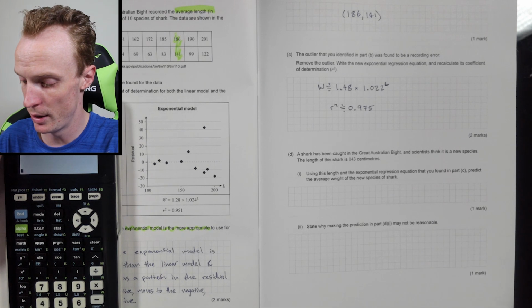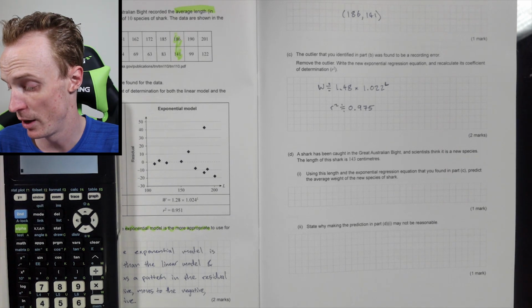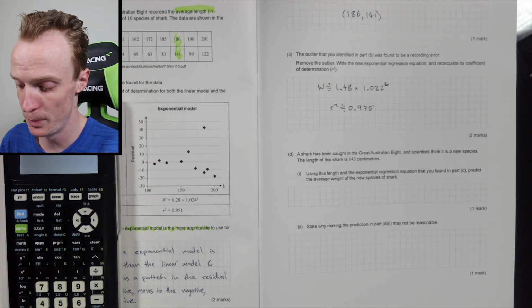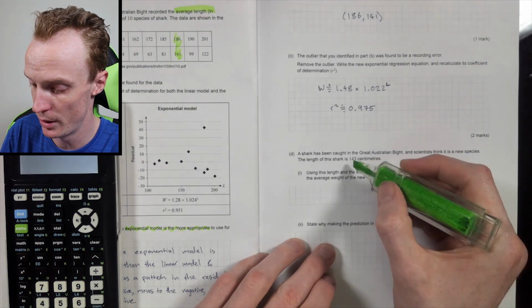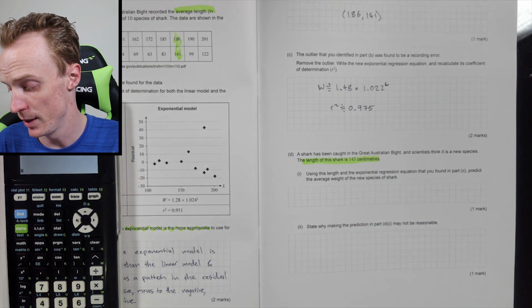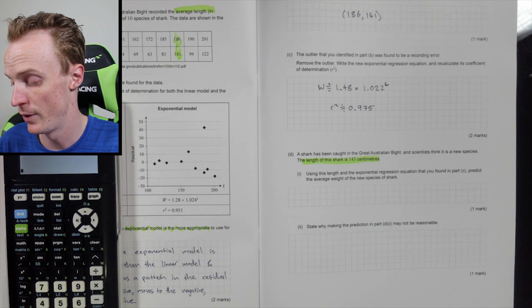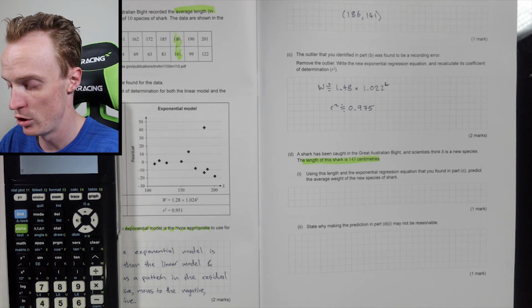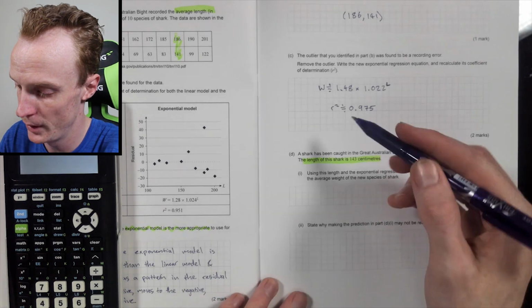Alright, so moving on. A shark has been caught in the Great Australian Bight, and scientists think it's a new species. The length of the shark is 143 centimeters. Using this length and the exponential regression equation you found in part C, predict the average weight of the new species of shark.